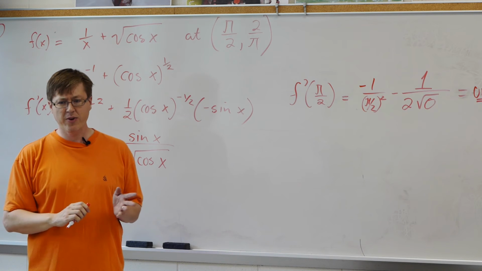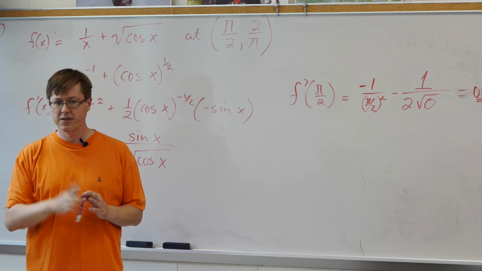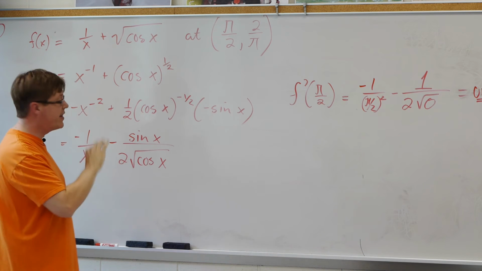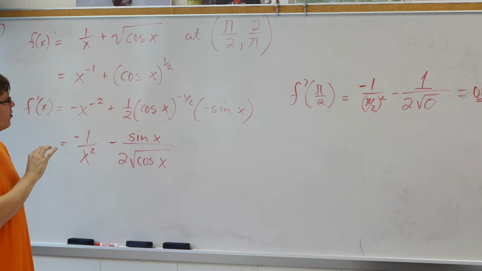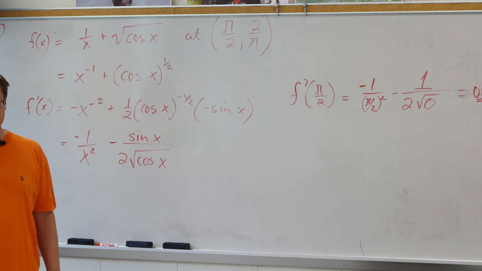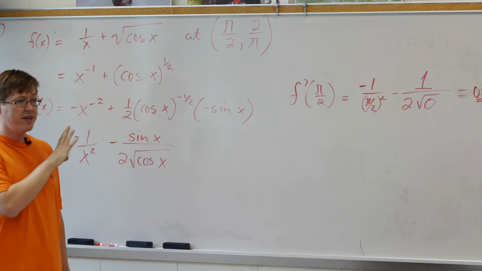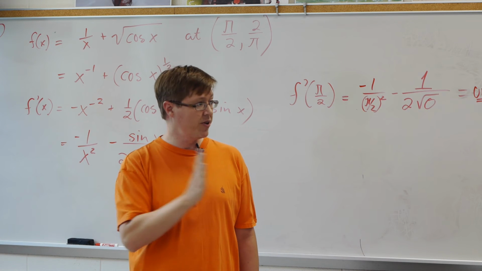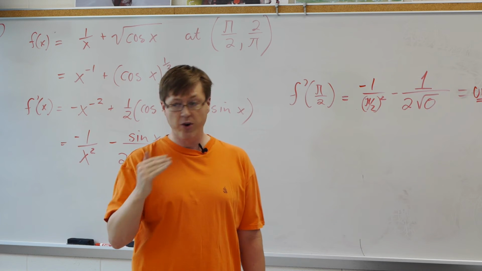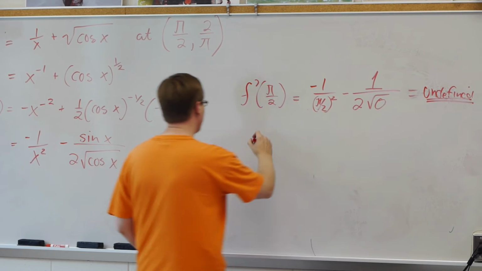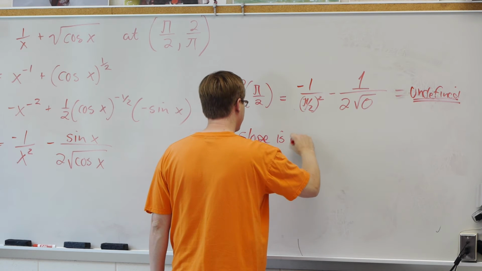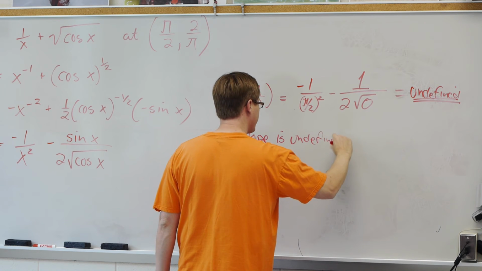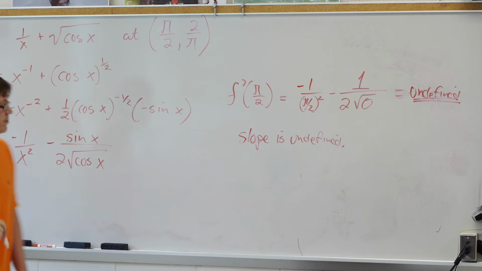What kind of straight line has an undefined slope? Straight up and down. So at this point, all we know is that this may either be a straight up and down line, or there may not be any tangent line at all. And we can't tell just from doing this. We'll see that in a couple weeks, how to tell if there's no tangent line at all, or if it's straight up and down. So for here, we'll just say slope is undefined, and we're done.